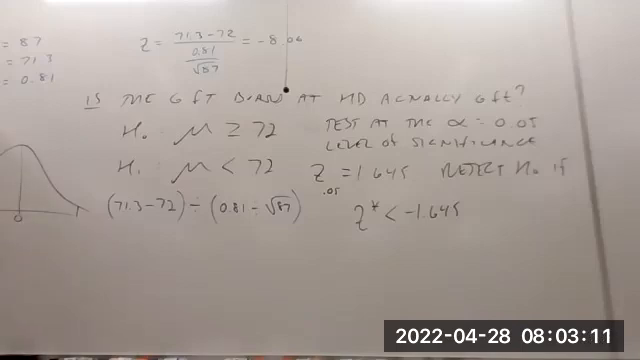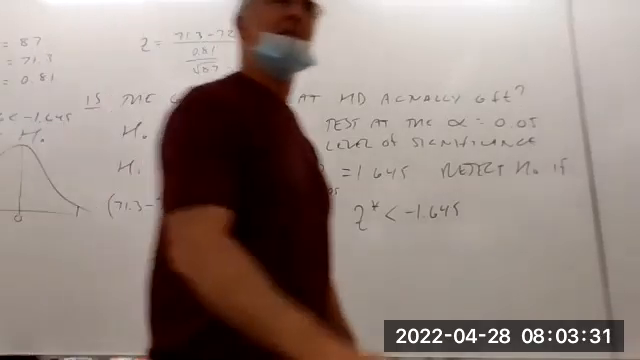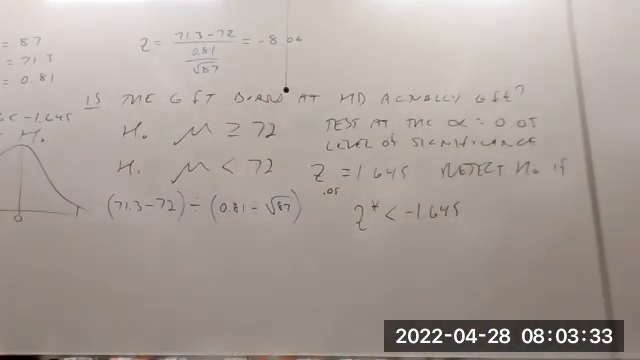conclusion? And I'll write it out in words. Since negative 8.06 is in fact less than negative 1.645 by quite a bit. Remember, that's a z-score. You are going to reject the null hypothesis. Okay, this is about as easy of a guilty verdict as you're going to get, right? You're going to reject not guilty.